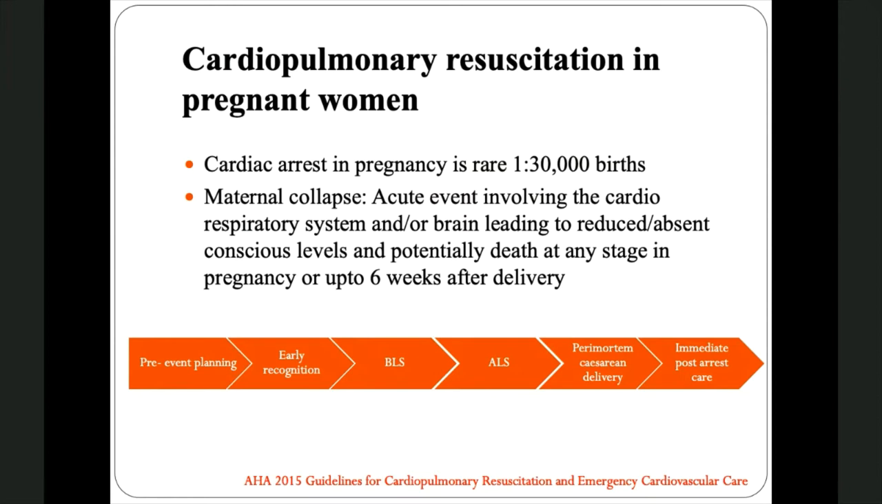Then early recognition. Whenever you face such a patient, there should be early recognition of symptoms, early recognition of such a condition, and early starting of CPR. Basic life support and advanced life support, this we will discuss in detail. And then there is perimortem cesarean delivery, how it should be done, and immediate post-arrest care.